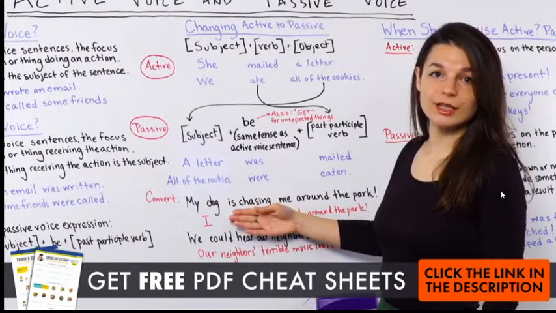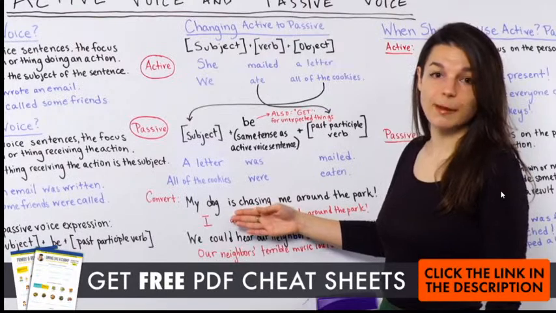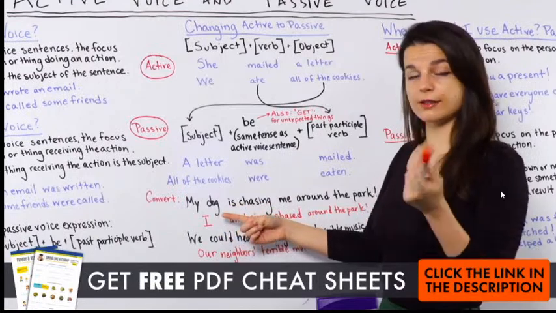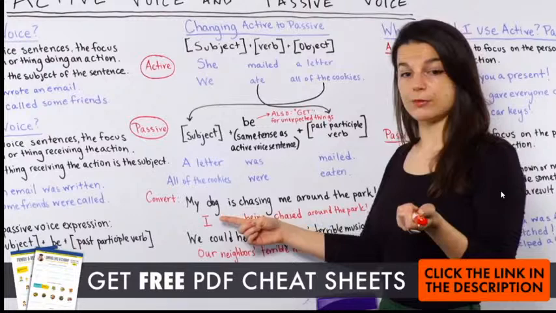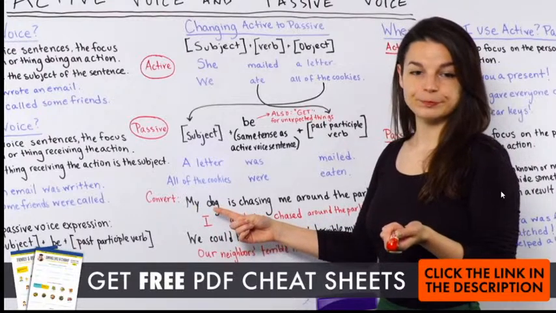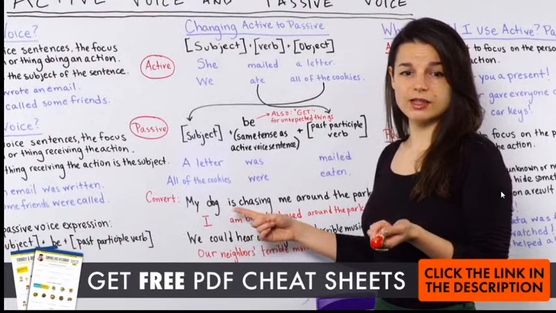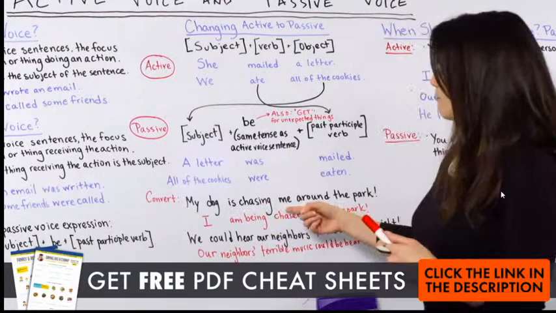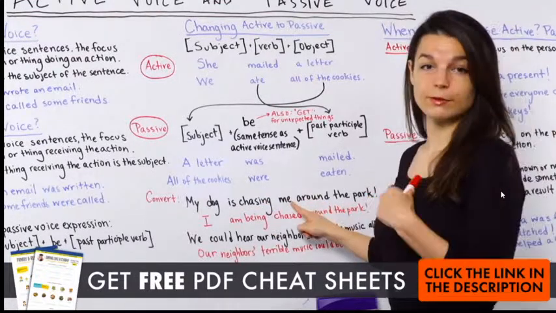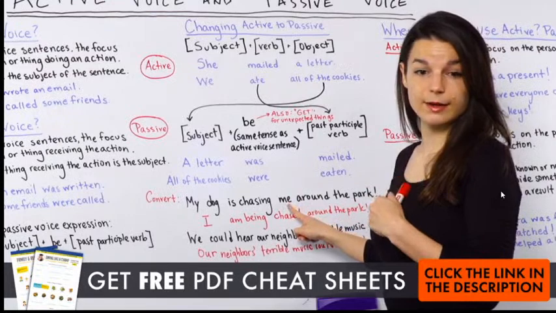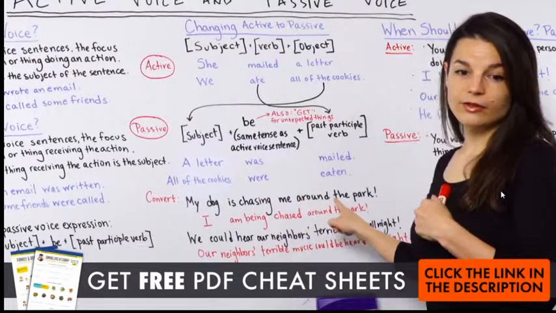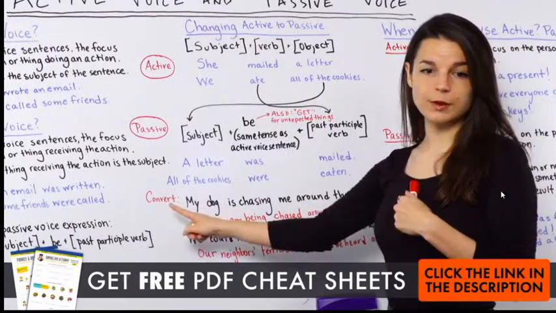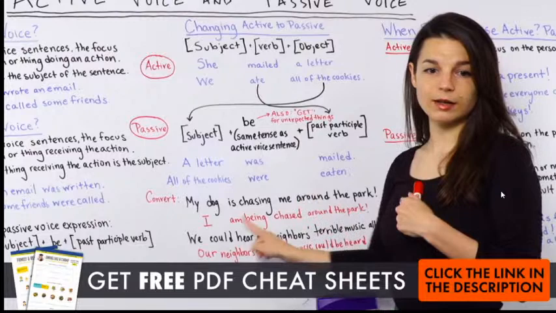So how do we change this sentence from active to passive? This is an active voice sentence. My dog is chasing me. So first, we have to find subject, verb, and object here, yeah? My subject is my dog in this case. And then my verb, here I have is chasing. So we're using progressive or continuous form. Then me. So this is the object. So in other words, me, this is the object of the sentence. This is important to keep in mind. Then I have this extra information around the park. So let's focus on this part. My dog is chasing me. This part matches this part here.